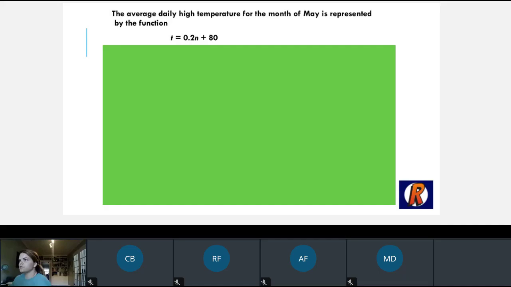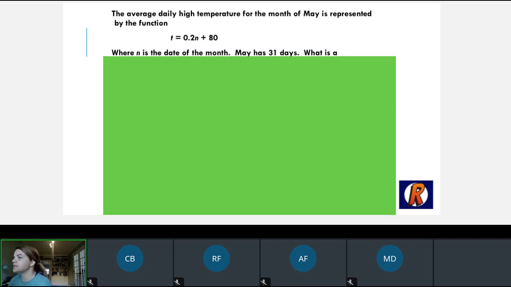The daily high temperature for the month of May is represented by this function. T equals 0.2 times N plus 80. All right, so N is going to be the date of the month, okay? So that means that N is our independent variable. That's what's going to change.